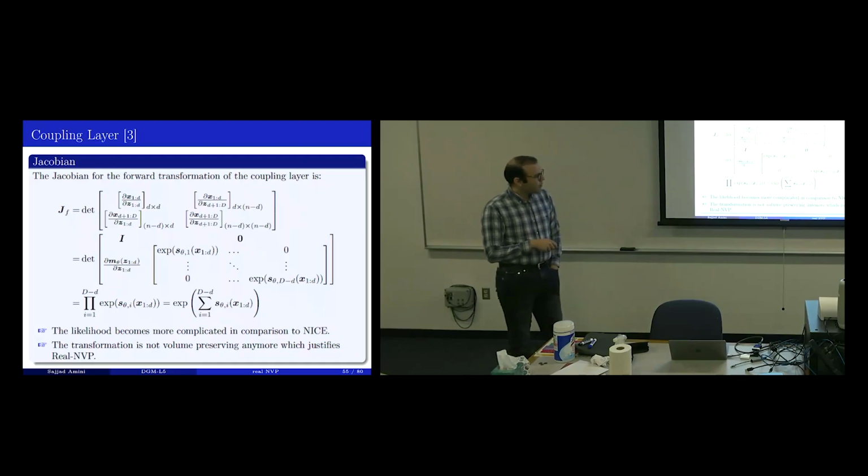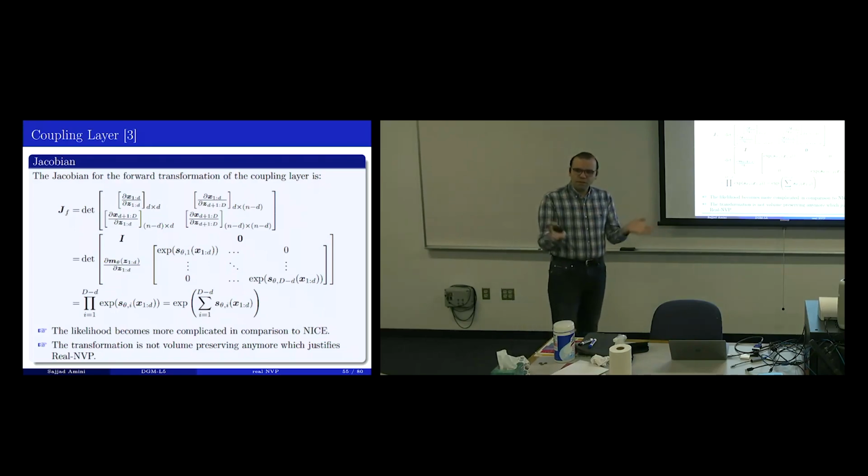Another important point is that it is not volume preserving. Why? Because if the Jacobian is equal to 1, it means that your normalizing factor was 1, so the volume was preserved. But here the volume is changed, so the normalizing factor is not 1 anymore.